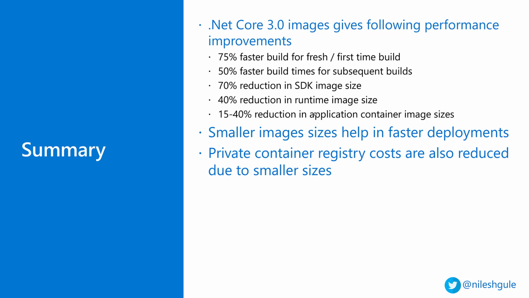It also helps in reducing the cost, because if we look at the private container registry, the costing model is based on the size of the images that we store. So if we are storing smaller images, that means our overall cost would be smaller. So with this, we can conclude that we should upgrade to the latest version of .NET Core images and get these benefits.